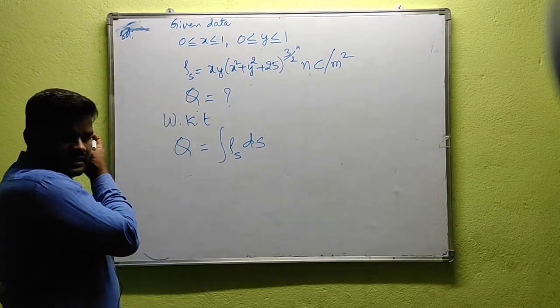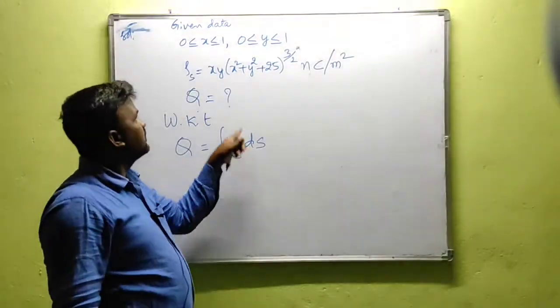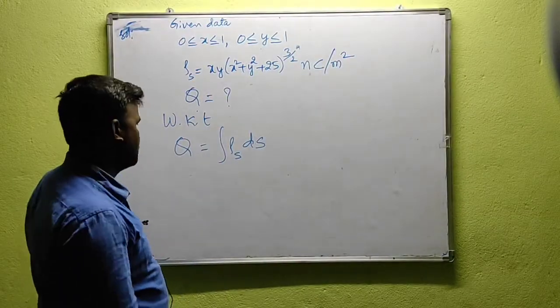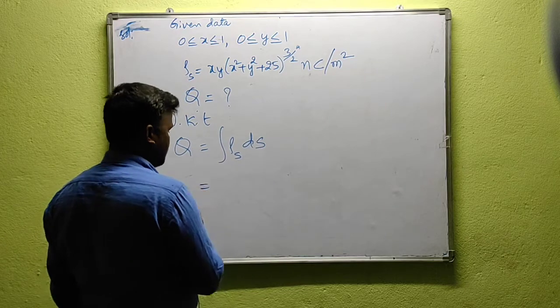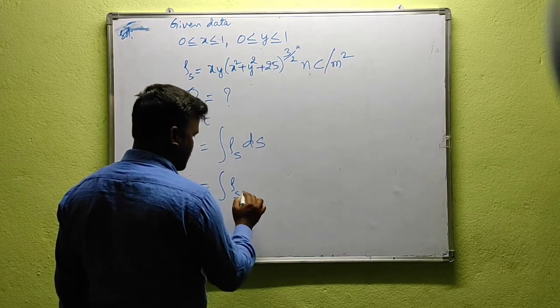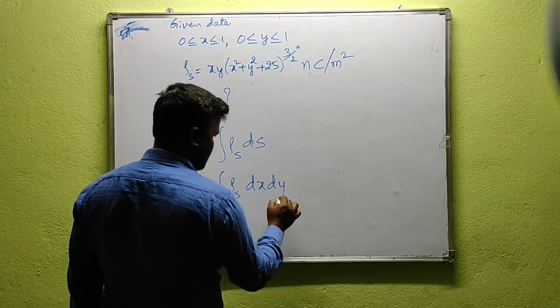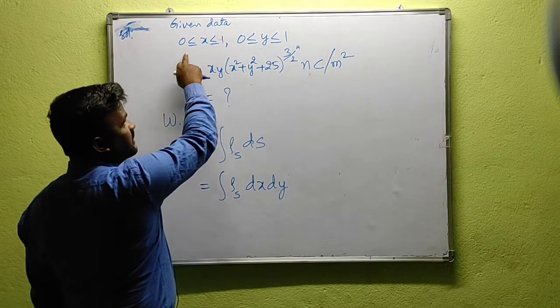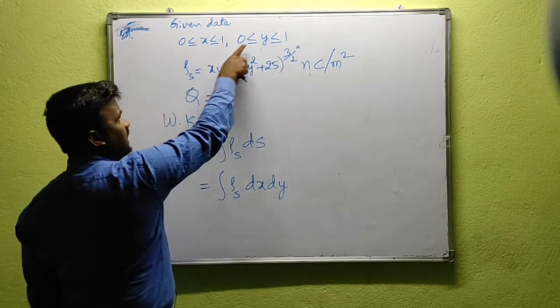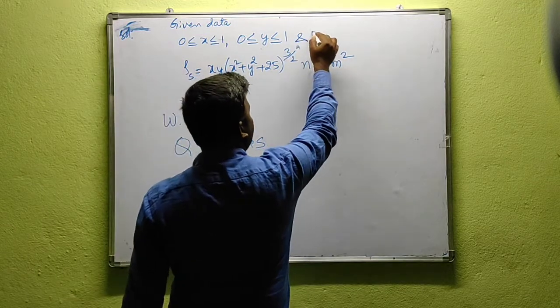Rho s ds. ds means what? Differential surface area normal to the given plane, that is z equal to 0 plane. Z equal to 0 plane means xy plane. So rho s ds, differential surface area, means dx dy. Since the given plane is xy plane, x and y are variables, whereas z is constant, z equal to 0 plane.